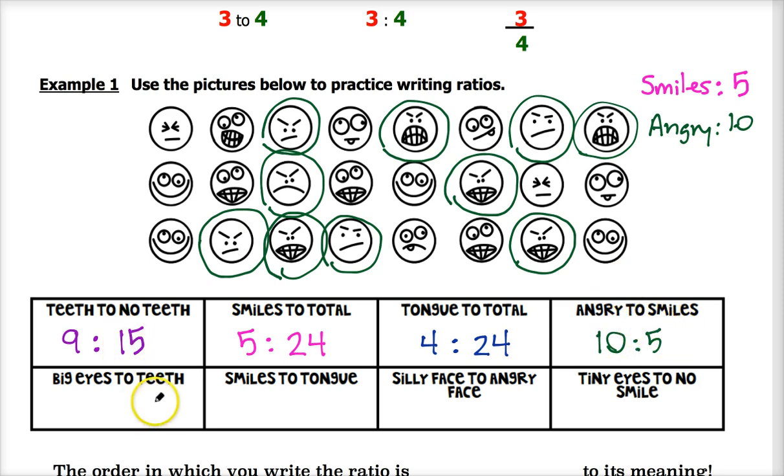Okay, what I want you to do now is pause the video and try these bottom 4 on your own. Okay, and then once you've done that, go ahead and click play to check your answers, please.